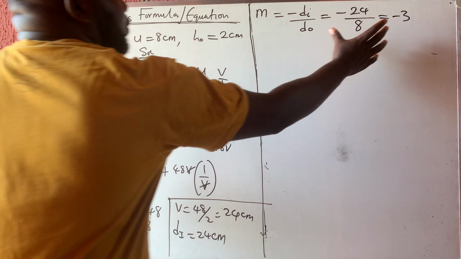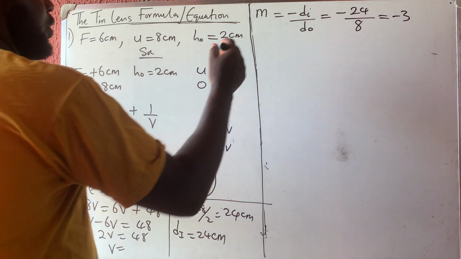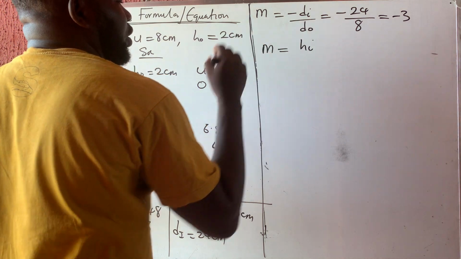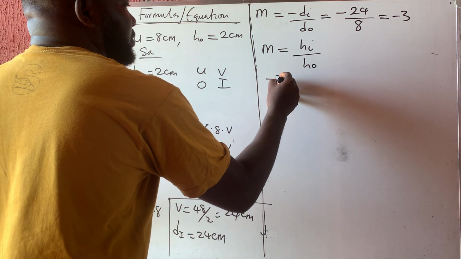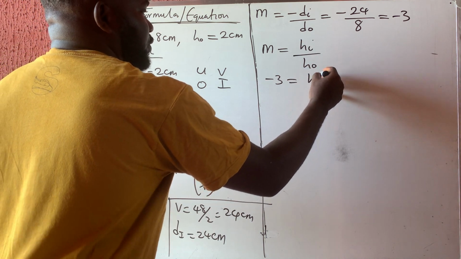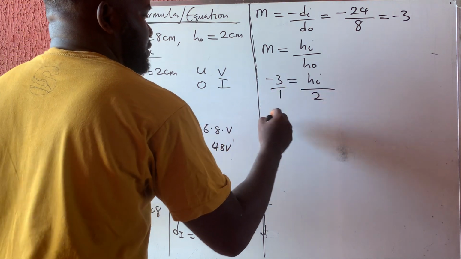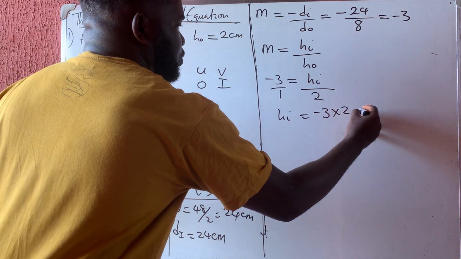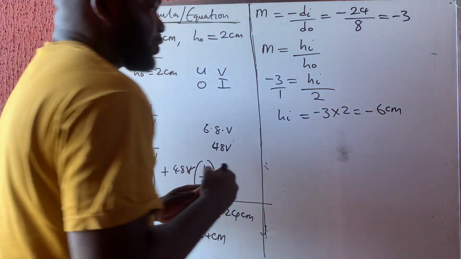So now, this will help us to show the height of the image, because I know that my magnification normally is equal to what? The height of the image over what? The height of the object. So I have that minus 3 is equal to the height of the image all over 2. If I cross multiply, the height of this image will be minus 3 times 2, which is minus 6 cm.